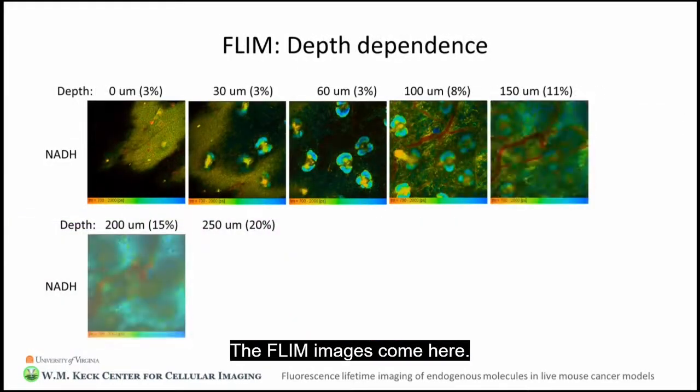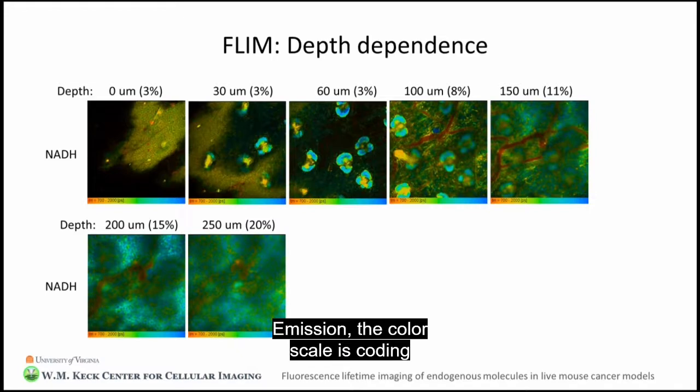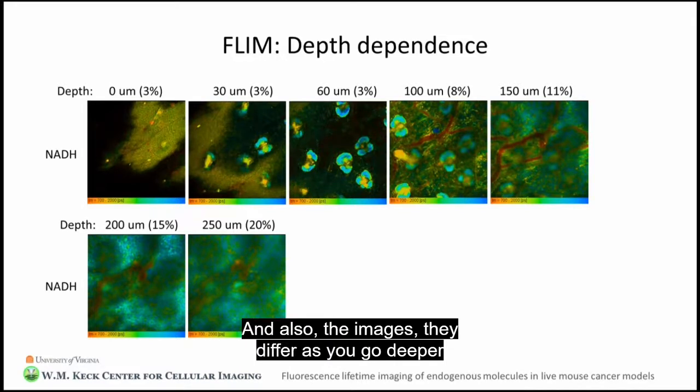So the FLIM images come here. This is an example of NADH emission. The color scale is coding for tau m, which is the amplitude-weighted mean lifetime. And you can see a lot of structure there in the skin. Also the images differ as you go deeper from the very surface.